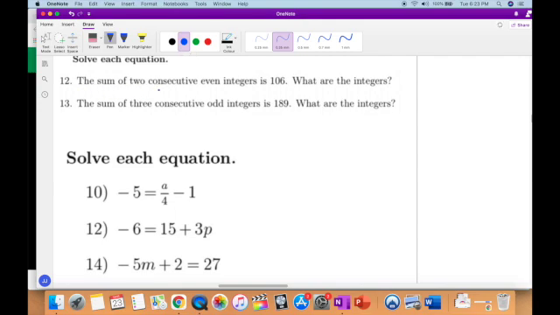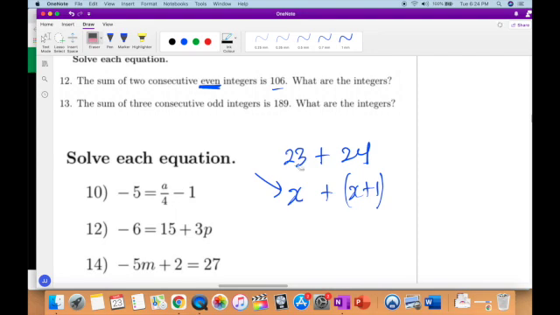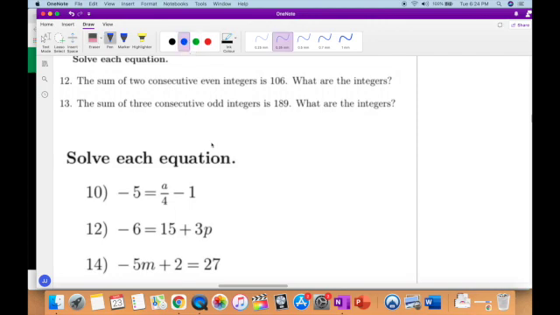The sum of two consecutive even. Oh my goodness. This here is something we never saw before. Is this... what are the integers? Because I know two consecutive integers will be like 23 plus 24. So that could be like x plus 1. Yeah? But how do I express two consecutive even integers? How do I make sure that both of them are even?